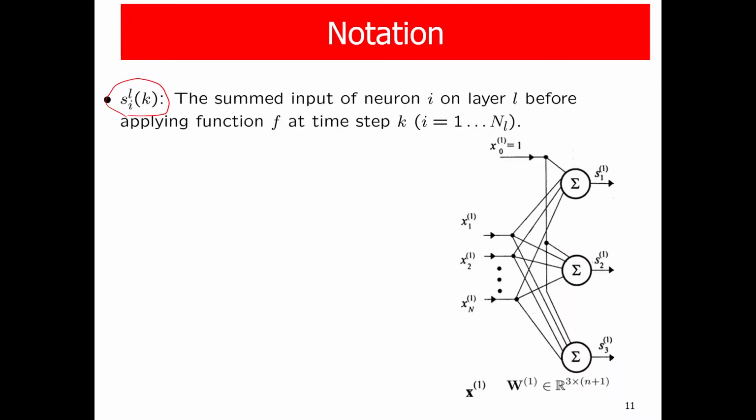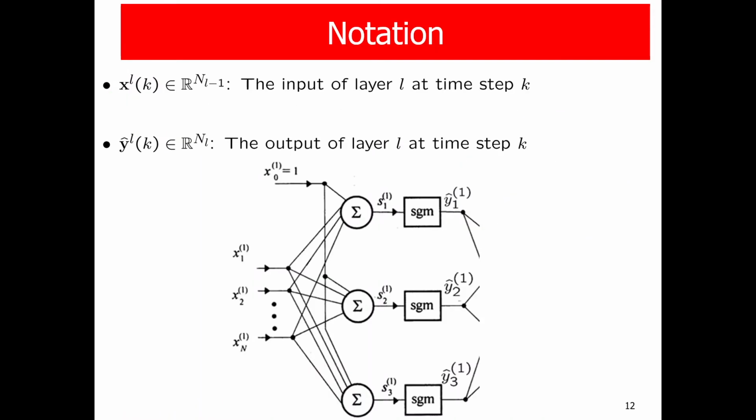Let S_{l,i}^k denote the summed input of neuron i on layer l before applying the activation function f at time step k. I'm illustrating this on our example multilayer perceptron. Here we can calculate S_{1,1}, S_{1,2}, and S_{1,3} as the linear combinations of the inputs of the first layer.